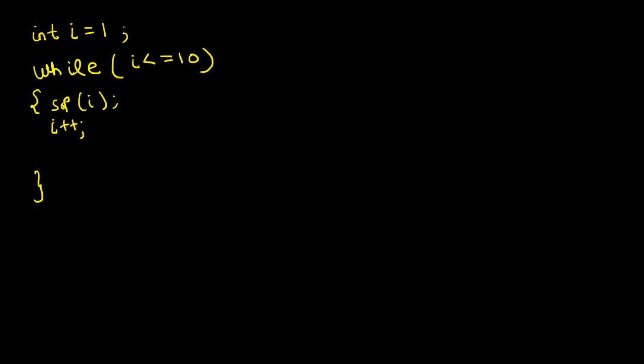What's happening? See, I initialize i to 1, then I check, is 1 less than or equal to 10? Yes, enter, print 1, do i++, the value of i becomes 2. Then again you go back, check this condition, 2 less than or equal to 10? Yes, enter inside, print the value, do an i++, right?